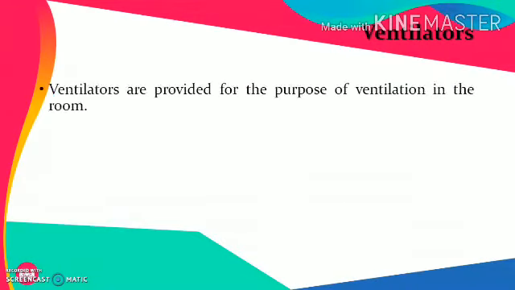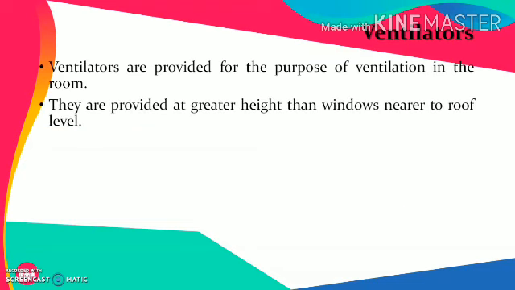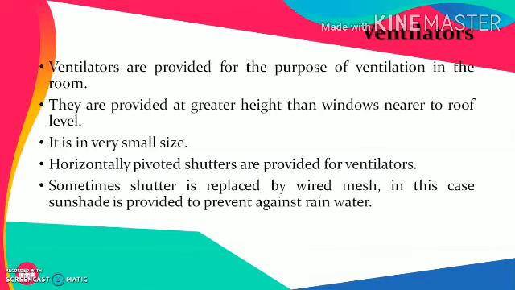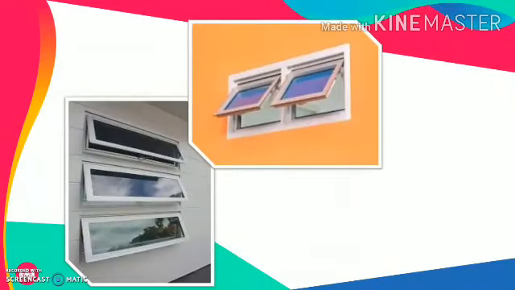Next are the ventilators. Ventilators are provided for the purpose of ventilation of the room. They are provided generally at greater height than normal windows. They are provided nearer the roof level, and their size is very small compared to common windows. Horizontally pivoted shutters are provided for ventilators. Sometimes the shutter is replaced by wired mesh, with a sunshade provided to prevent rain from entering. These are the figures of such ventilators.